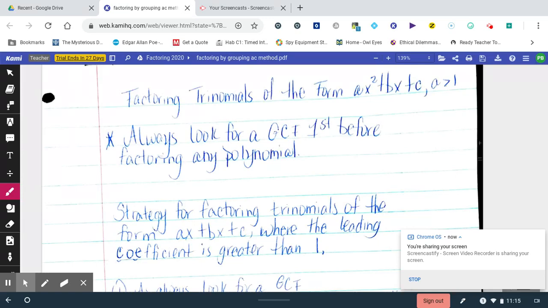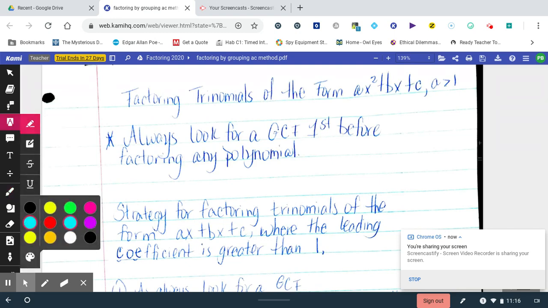Trinomials of the form ax squared plus bx plus c. The difference between this lesson and the lesson prior to this one is that the lesson prior had a leading coefficient of 1, so a was 1. Today, a will not be 1. A will be some other number besides 1. So we're going to figure out what we do if we have a leading coefficient besides 1.